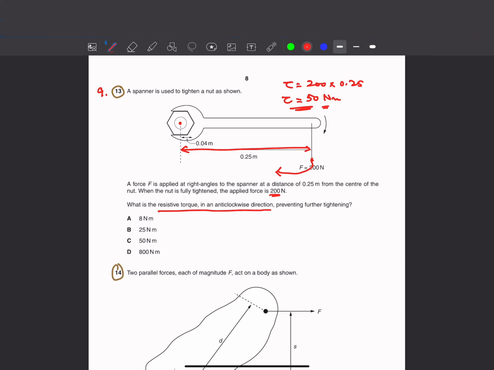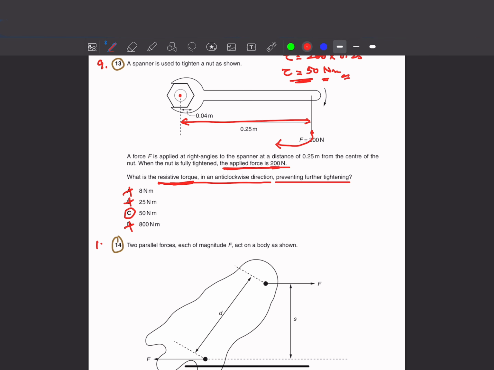If you want to get this situation, what situation? Preventing further tightening, that is, at this stage your resistive torque will be equal to the torque because of your applied force, which is nothing but 50. So this will be your answer. It's a very simple, straightforward calculation. So of course the other options are not right.